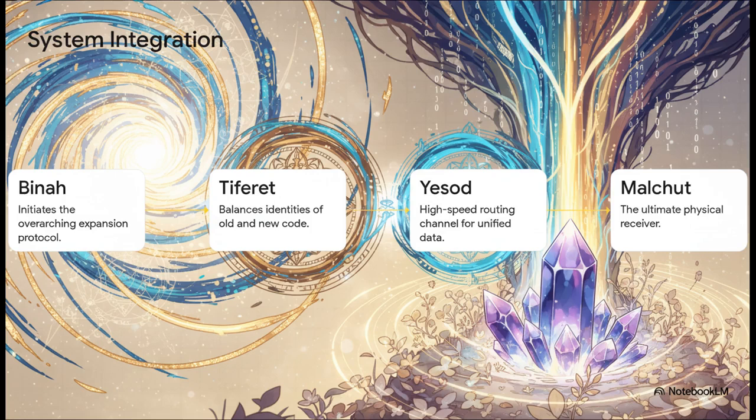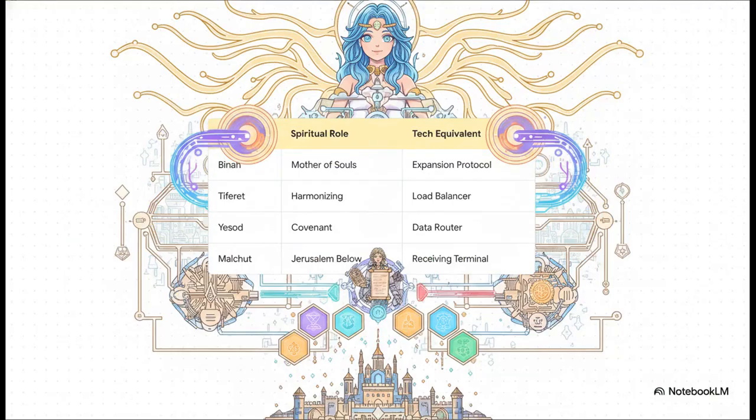Second, the conflicting identities of the old code and the new code have to be balanced out, and that happens in Tiferet. Third, all this newly unified data gets sent down through Yesod, which is basically the high-speed routing channel. And finally, it fully manifests physically in Malkut, which acts as the ultimate receiver. This beautifully breaks down the exact mechanical relationship between the divine emanations and our legacy system.